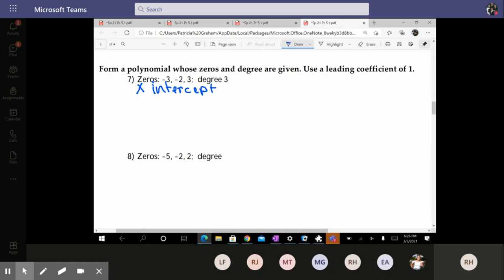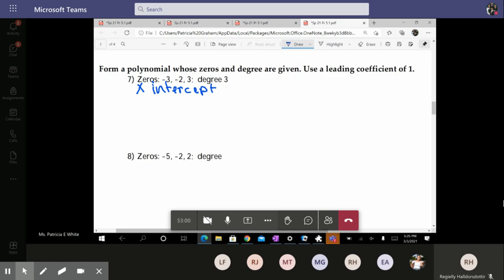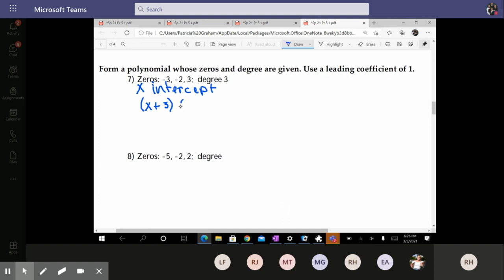Those are your zeros. Now remember writing the quadratic equation from the solutions? That's all this is. If I have a negative 3, that means that I have x plus 3. If I have a negative 2, I have x plus 2. And if I have a 3, I have x minus 3. Zeros is another word for your x-intercepts. When is y 0? At the x-intercept. Okay, just another vocab word for it.